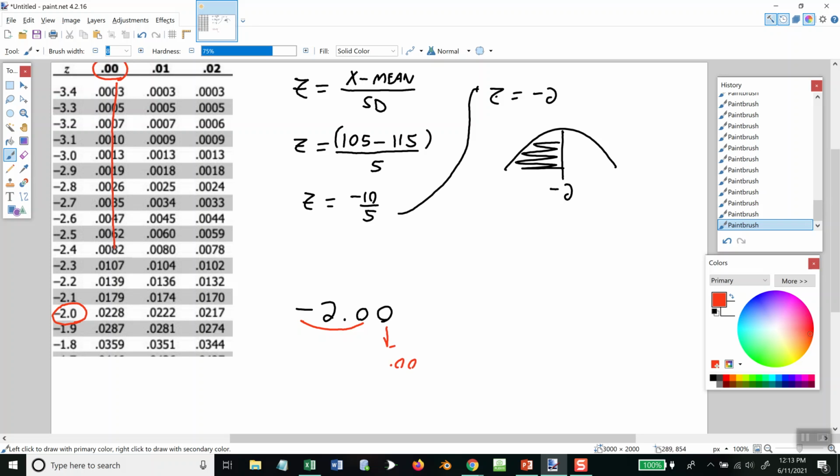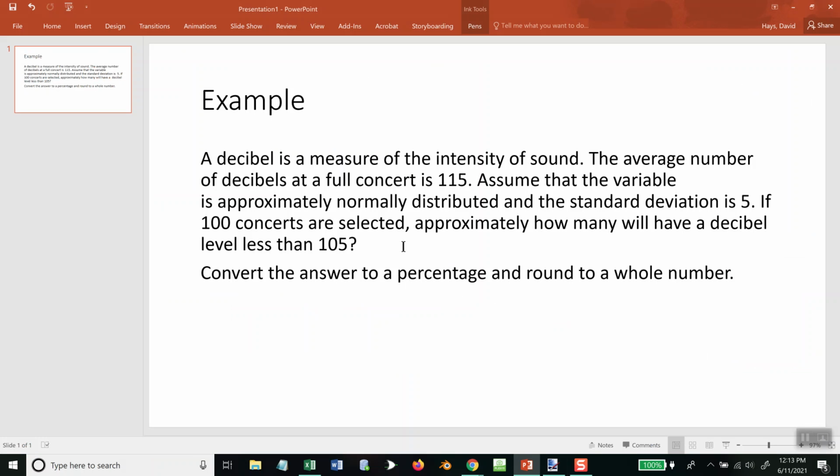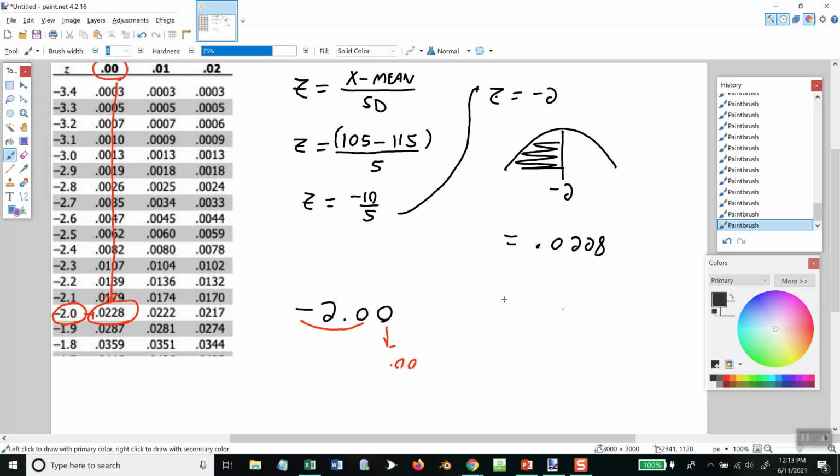And you come down, and the intersection of those is going to be our value, 0.0228. Now, specifically, it's asking us if 100 concerts are selected, how many of them will have that? So after we find this, we then want to multiply that times 100. You can put it on your calculator, but multiplying by 100 means moving the decimal place 2 places, which gives us 2.28, and then rounding would give us 2 concerts. And that's our answer.